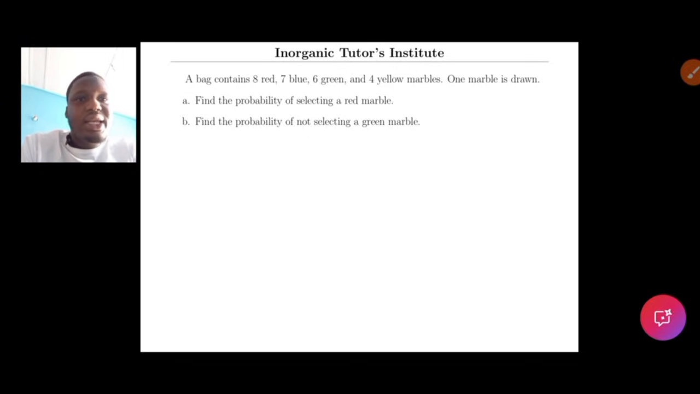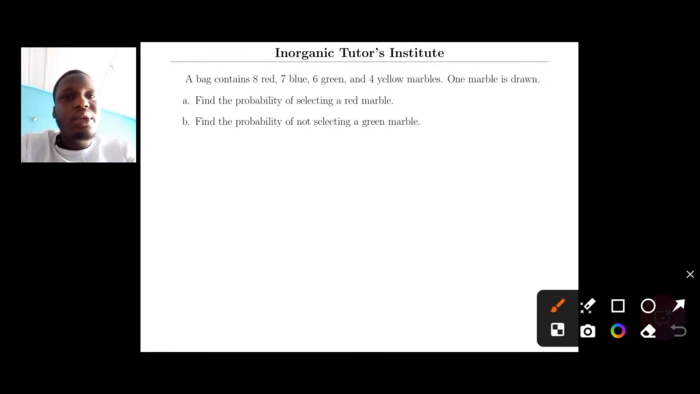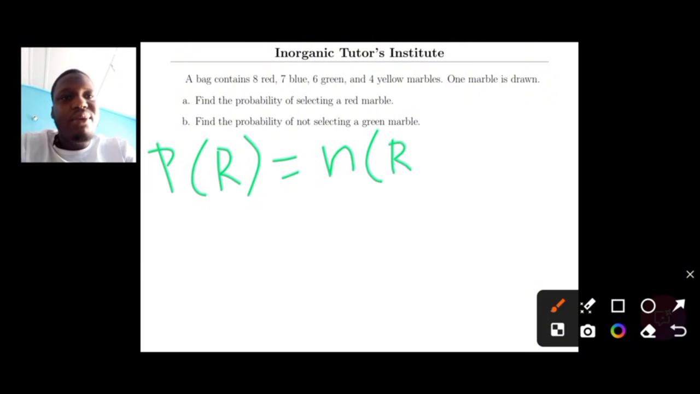So a bag contains 8 red, 7 blue, 6 green, and 4 yellow marbles. We are drawing one. First, we should find the probability of selecting a red marble. So, the probability of a red marble is equal to the number of red marbles over the total sample space.